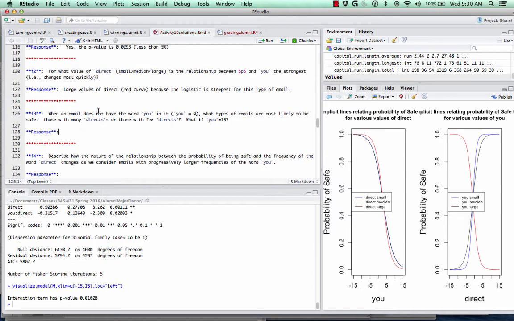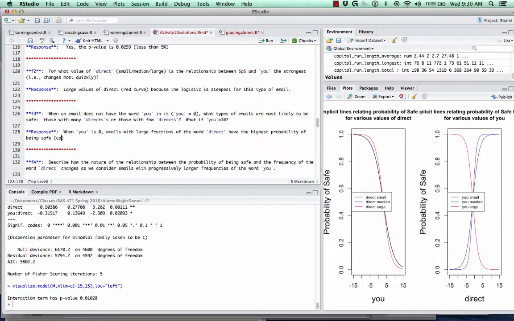All right, when an email does not have the word you in it, in other words, u is equal to 0, what types of emails are most likely to be safe? Well, focusing in at u equals 0, we see that the highest probability of safe are emails with a large value of the word direct. So when u is 0, emails with large fractions of the word direct have the highest probability of being safe, at least compared to emails with smaller fractions of the word direct.